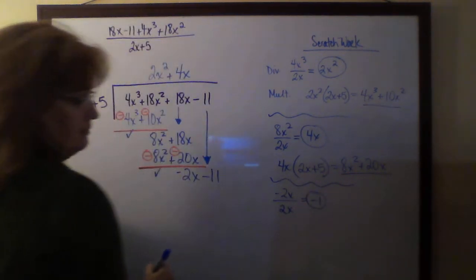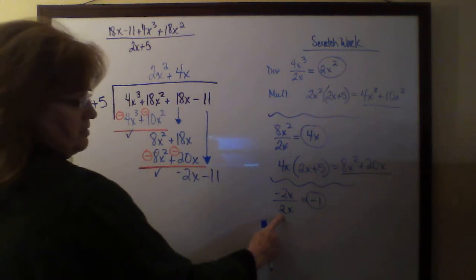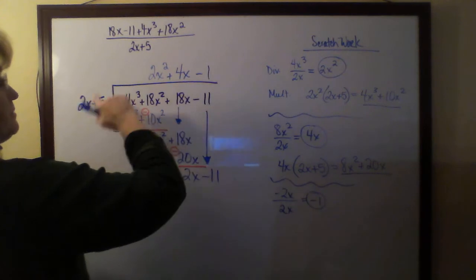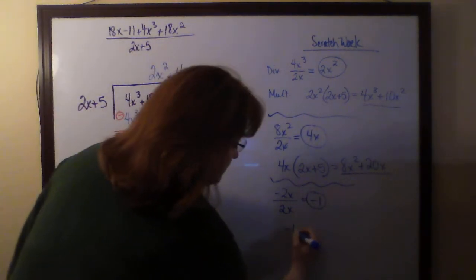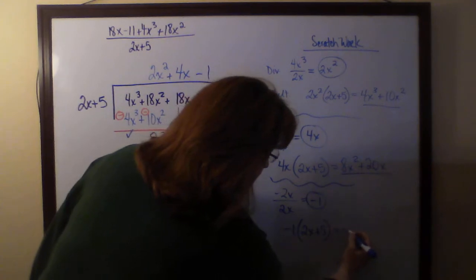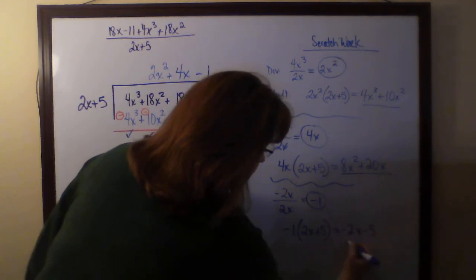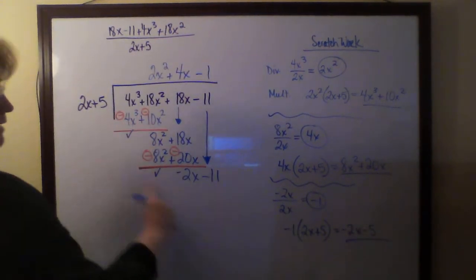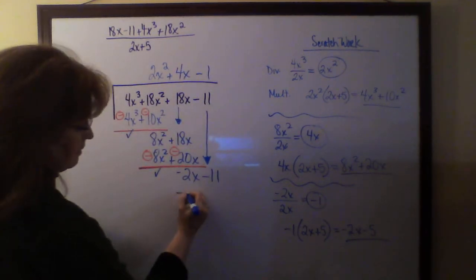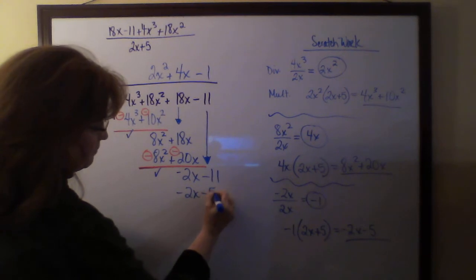I'm going to circle it. Okay? If you have any questions about that, let me know. So minus 1 goes here. Now it's time to multiply. So distribute negative 1 through our divisor. And of course that changes the signs, you may recall. And the result goes here. So negative 1 times 2x plus 5, result goes here.